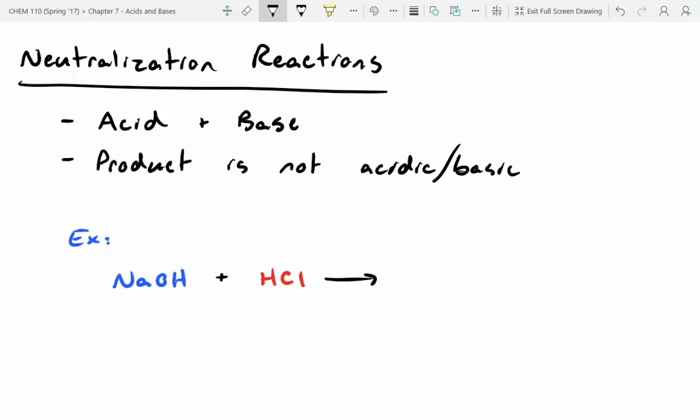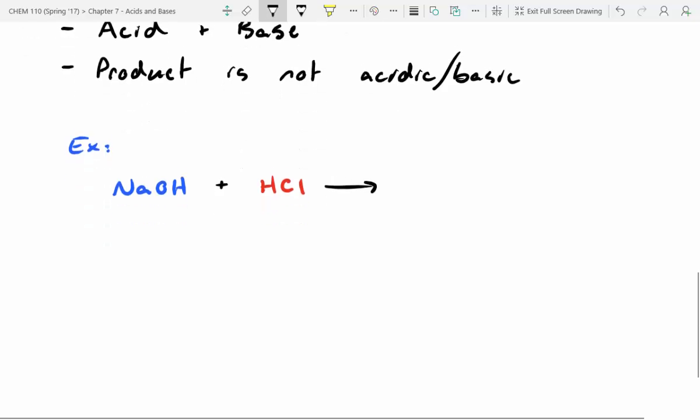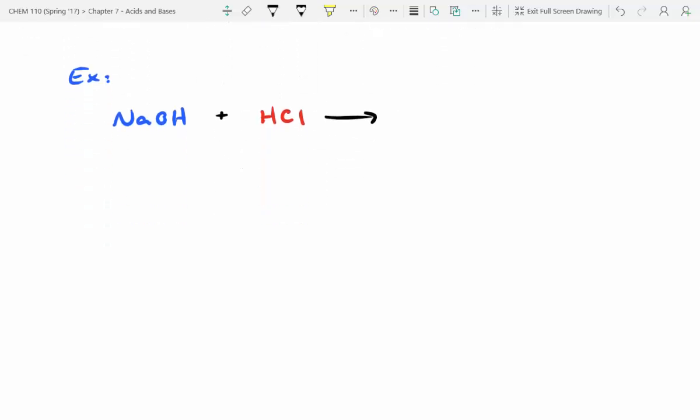So what I like to do at the first step is break everything into ions, right? Sodium hydroxide is a strong base, HCl is a strong acid. That means they're going to dissociate completely. And then I combine everything back together. So sodium hydroxide would be Na plus, OH minus.